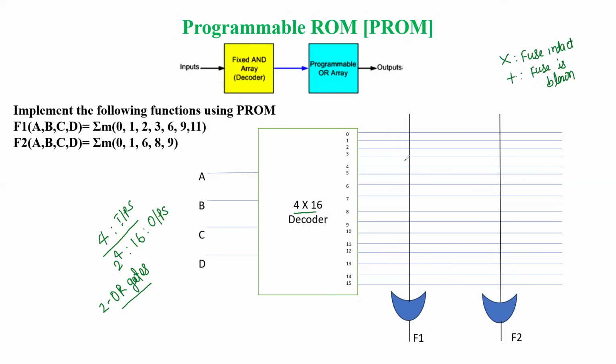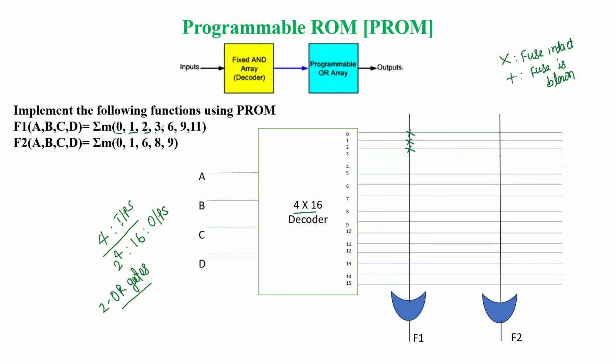So now first we'll see the function f1. The minterms that are given, the corresponding decoder pins we are going to mark with a cross. So for the function f1, the first minterm is 0. So here we'll have a cross. Next, second is 1. So again here we have a cross. Next minterm we have 2. So for the 2 also we are going to put the cross.